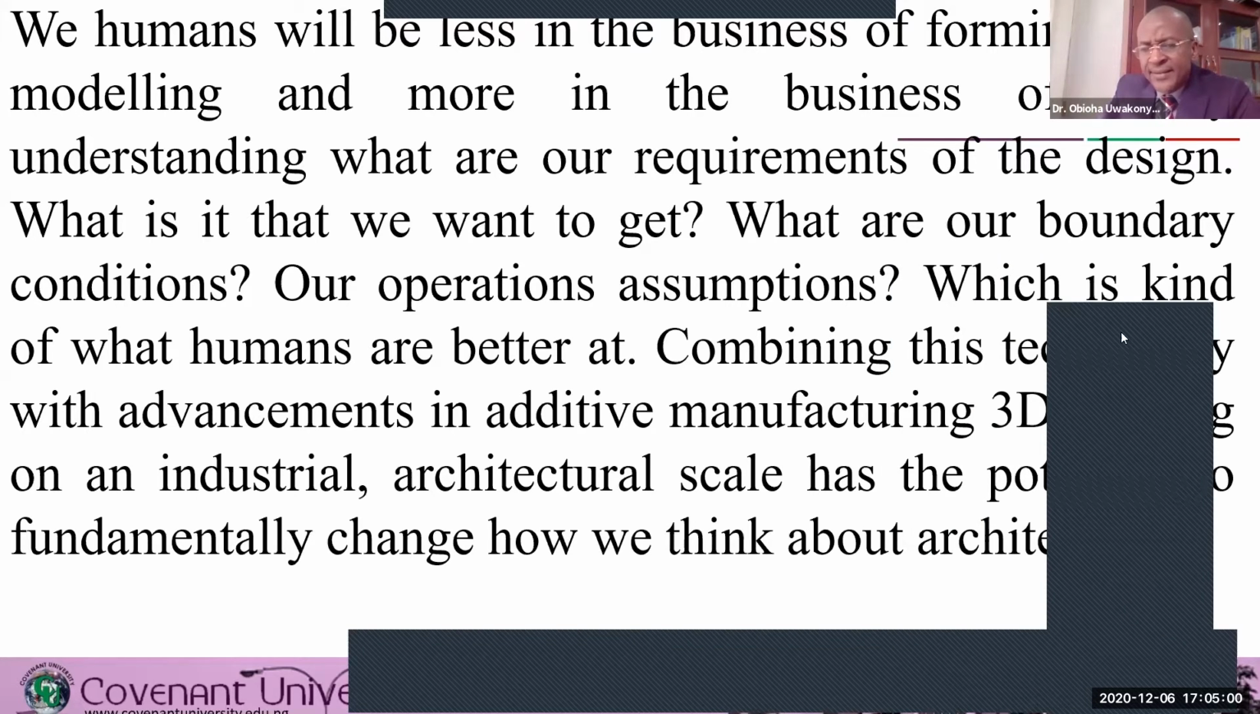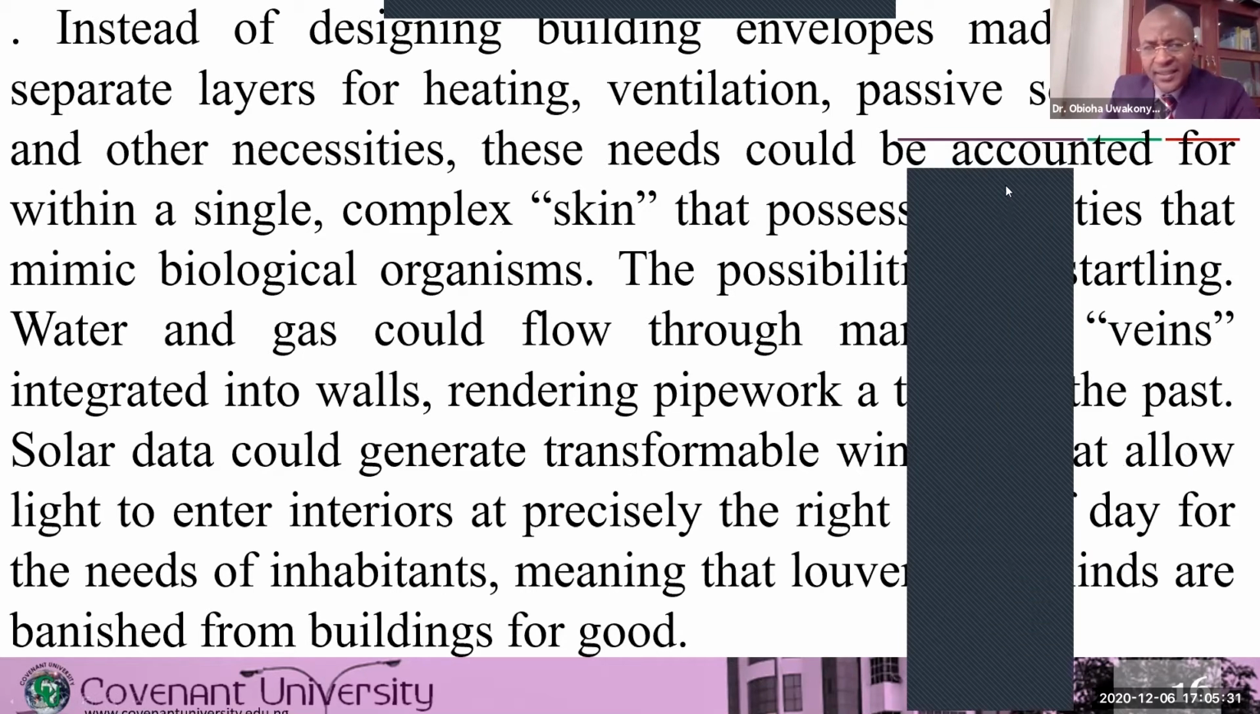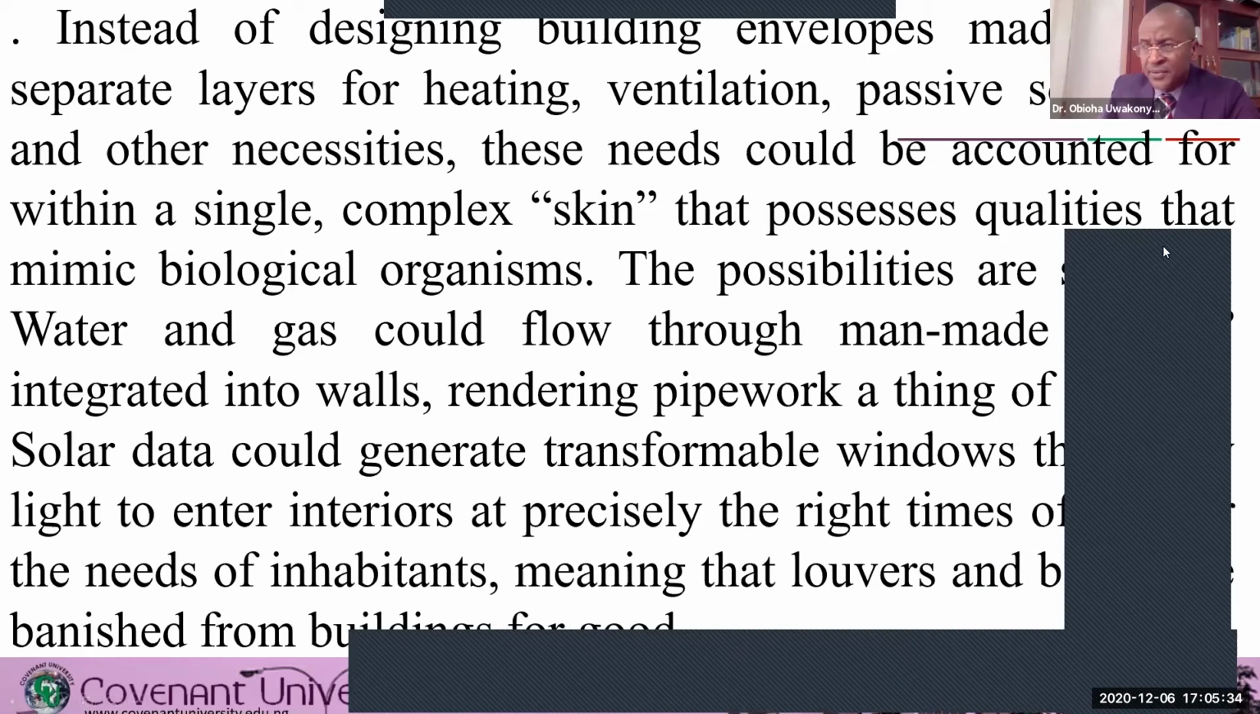And now, when you combine this technology with advancements in additive manufacturing, 3D printing on an industrial architectural scale, it has the potential to fundamentally change how we look at architecture. Now, instead of designing building envelopes that are made up of separate layers for heating, ventilation, passive solar gain, and other necessities, these needs could be accounted for within a single complex scheme that possesses qualities that mimic biological organisms.